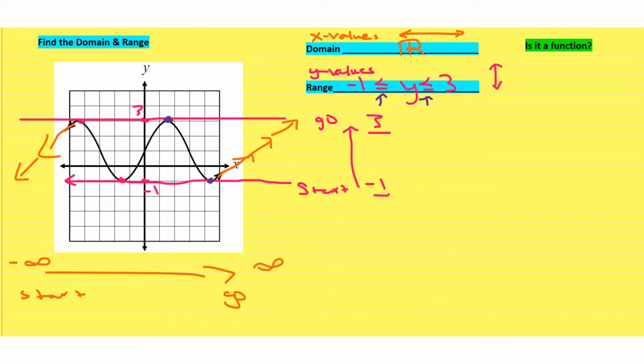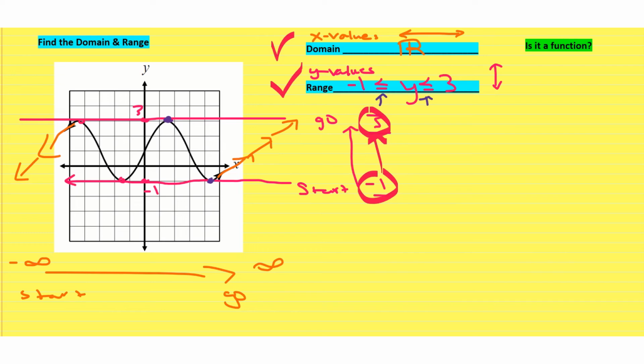So that is going to be our domain for our graph. It's going to be all real numbers. Our range is going to be -1 is less than or equal to y is less than or equal to 3, which means that my y values live between -1 and 3. They start at -1 and they go up to the 3.